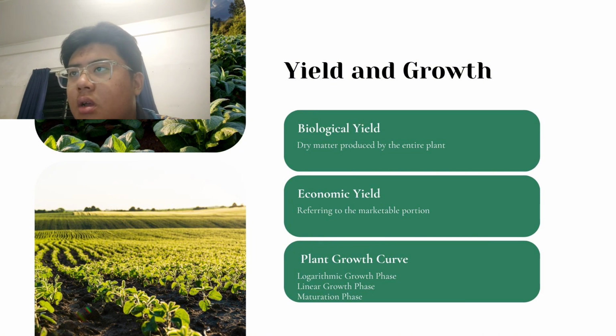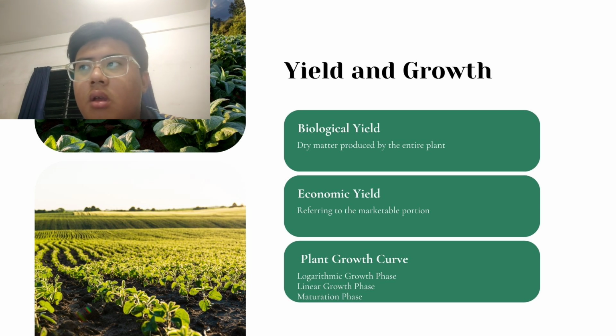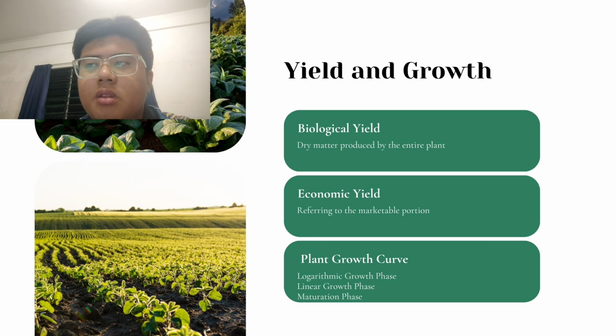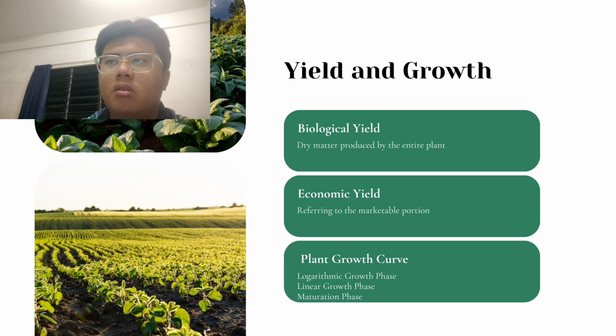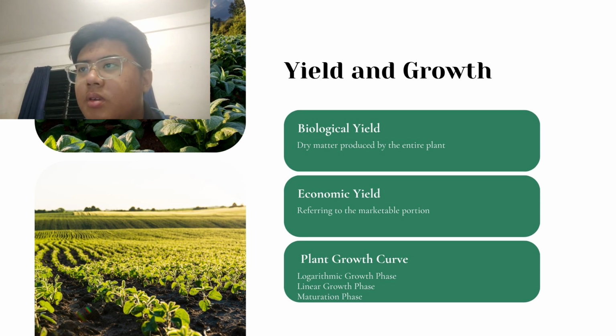Understanding these components requires looking at the plant growth curve. As you can see, plant growth typically follows three distinct phases: the logarithmic growth phase, linear growth phase, and maturation phase.